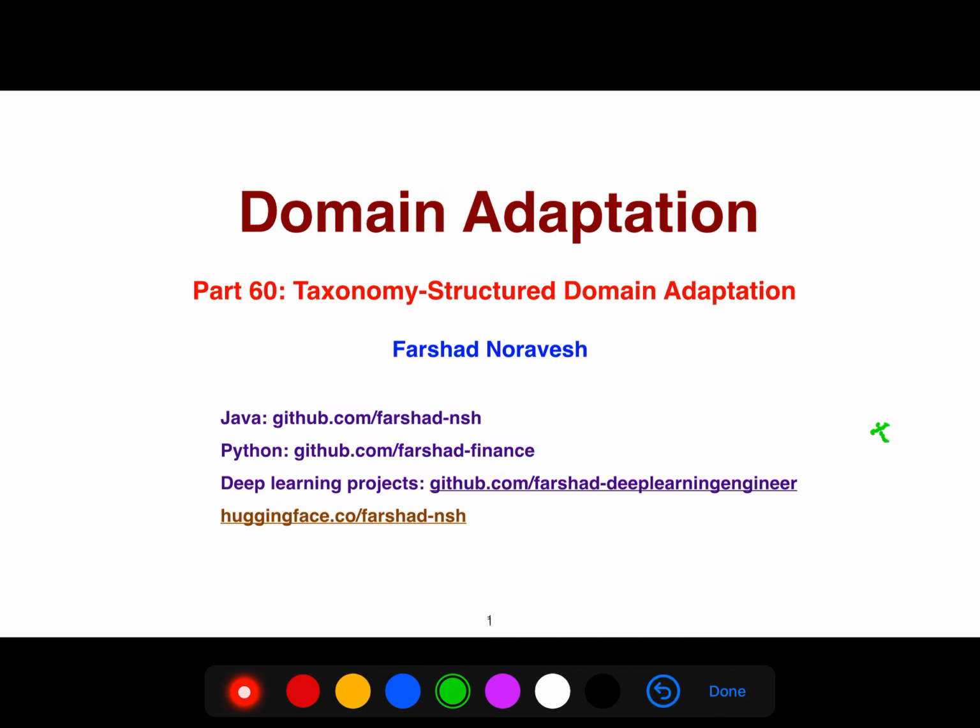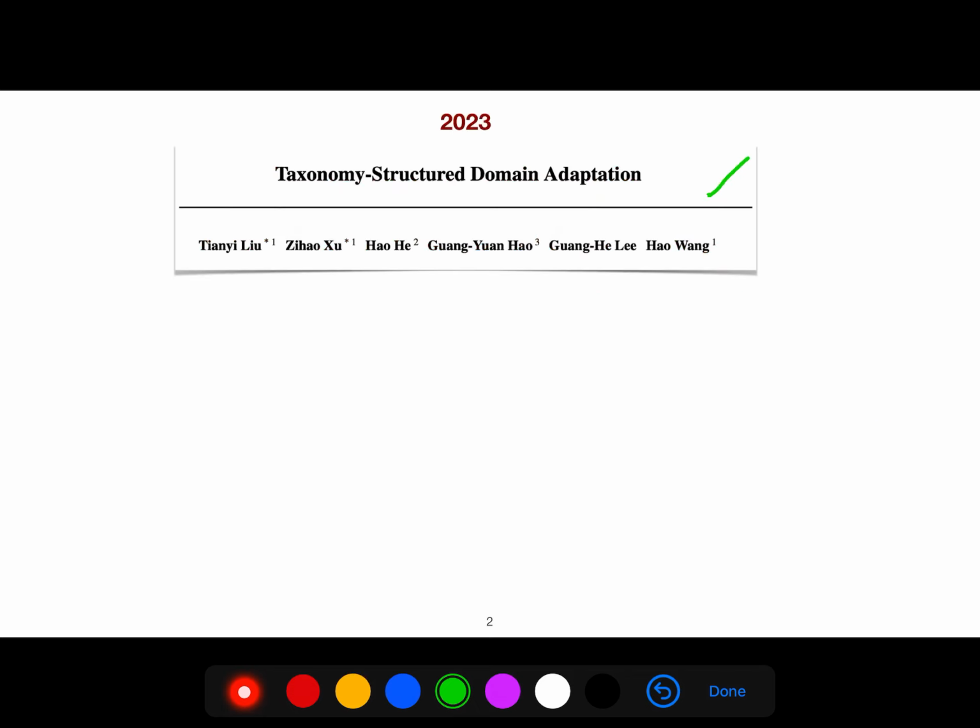Alright, so in this video I'm going to be explaining an important article with the title Taxonomy-Structured Domain Adaptation. This article was published in 2023.